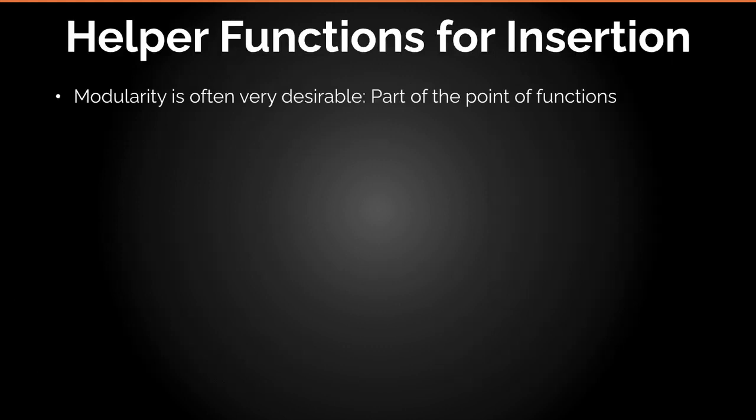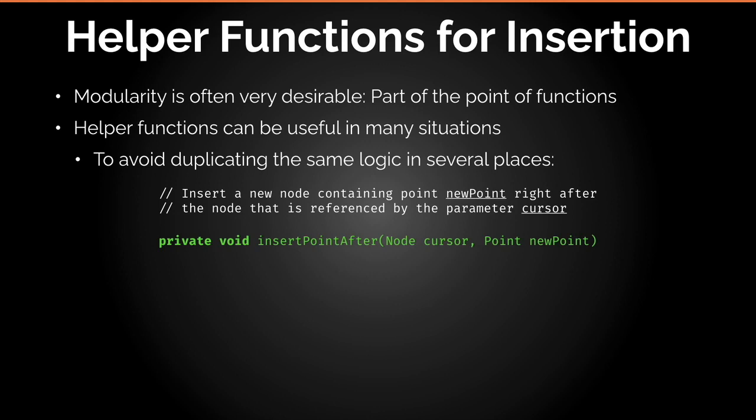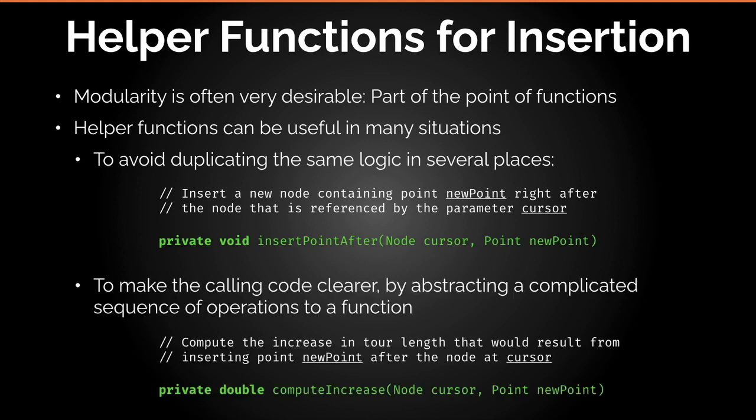So, helper functions for insertion. Modularity is often very desirable, part of the point of functions. Helper functions can be very useful to make sure that you don't have to face the same problems many times. To avoid duplicating the same logic in several places, you can create a helper method called insert point after. And that will handle all of the tricky list code, so that once you've dealt with it, you can focus on the heuristics. To make calling the code clearer, you can also create a compute increase method so that your code for the smallest increase is easier to understand.